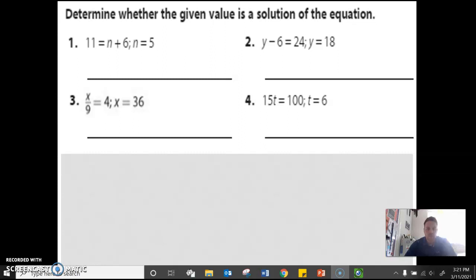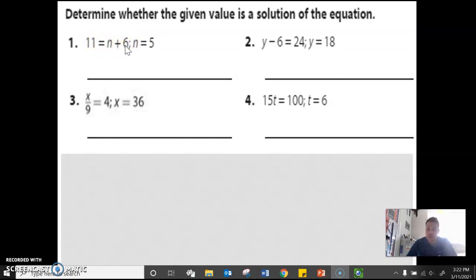Before we did that, I wanted to go over a type of problem that you see in front of you. It says, determine whether the given value is a solution of the equation. For number 1, it says 11 equals n plus 6, and then it says n equals 5. So the given value is 5, and we're supposed to figure out if it's a solution, which means an answer to this equation. If we take this 5 and sub it in for n, is this equation true? Is 11 equal to 5 plus 6?